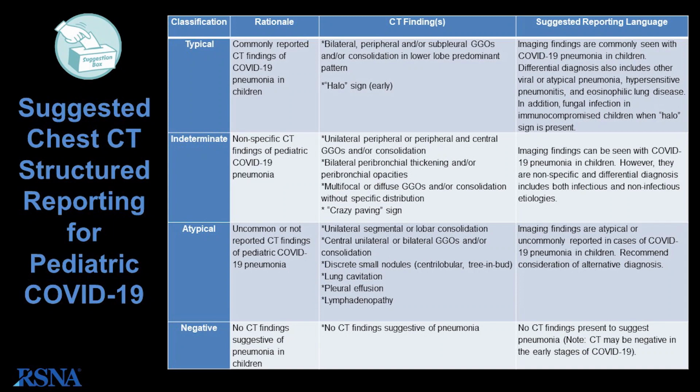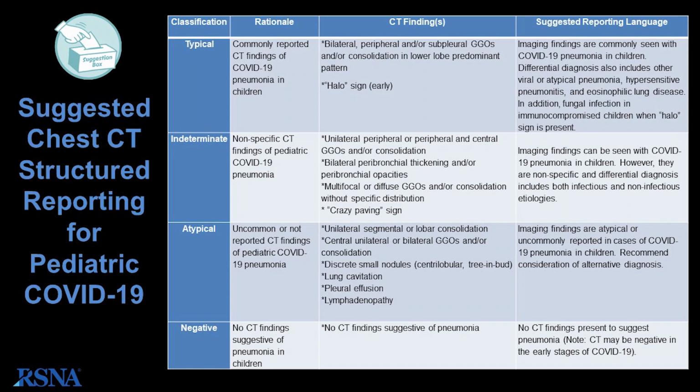However, the differential diagnosis does include viral and atypical pneumonias, hypersensitivity pneumonitis, eosinophilic lung disease, and in cases of immunocompromised children, if you see the halo sign, you also need to raise concern for possible fungal infection, such as an angioinvasive aspergillosis.